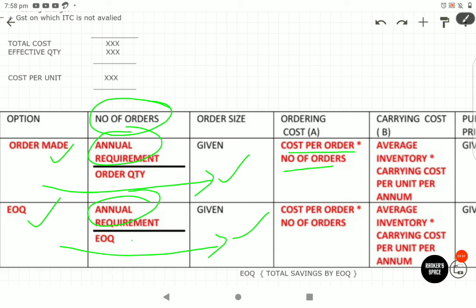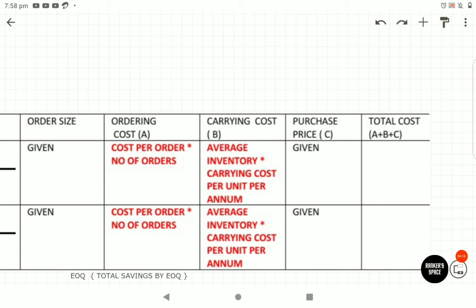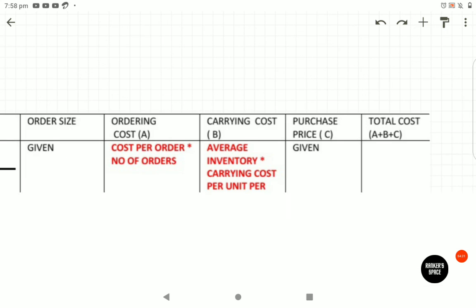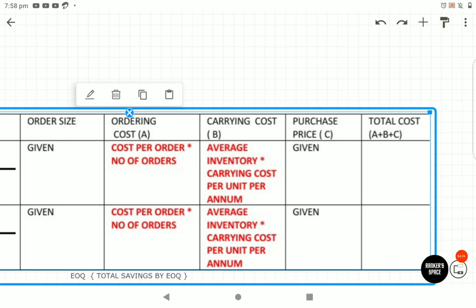Then after that, you will find out the carrying cost, also known as holding cost. You will take it on a per unit per annum basis, right? So after that, what happens? Average inventory you have to take. This option is there, right? Order quantity divided by 2, that is your average inventory, into carrying cost per unit per annum, you will find out. Then after that, purchase price will be there. Then what is your total cost, guys? The total cost is nothing but A plus B plus C, that is ordering cost plus carrying cost plus purchase price, right? So this is your total cost.